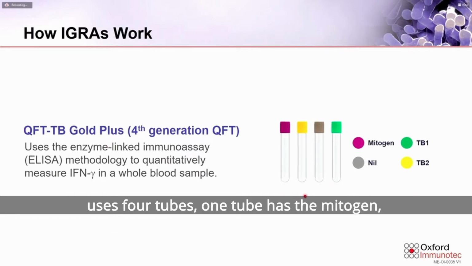One tube has the mitogen, which is the positive control. The other has the background, which we call nil, the background test. And then the other 2 tubes contain the antigens, with CD4 and CD8 cells. The test measures the amount of interferon that is released after the incubation with the person's blood.